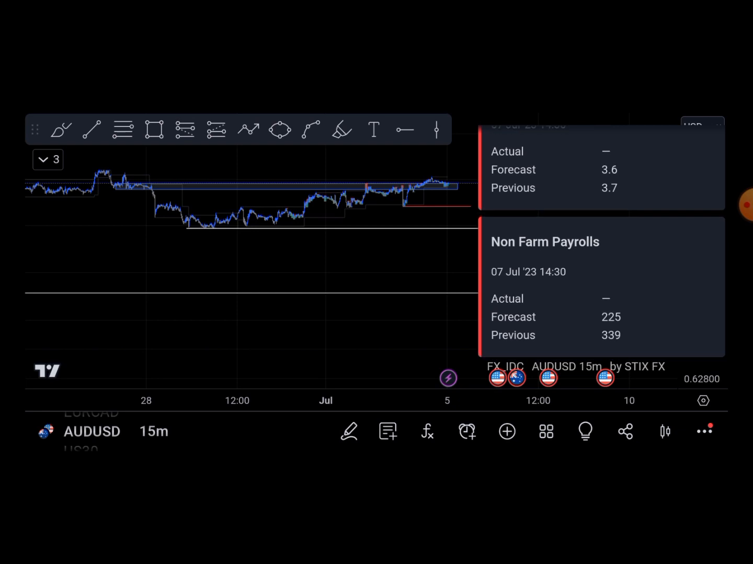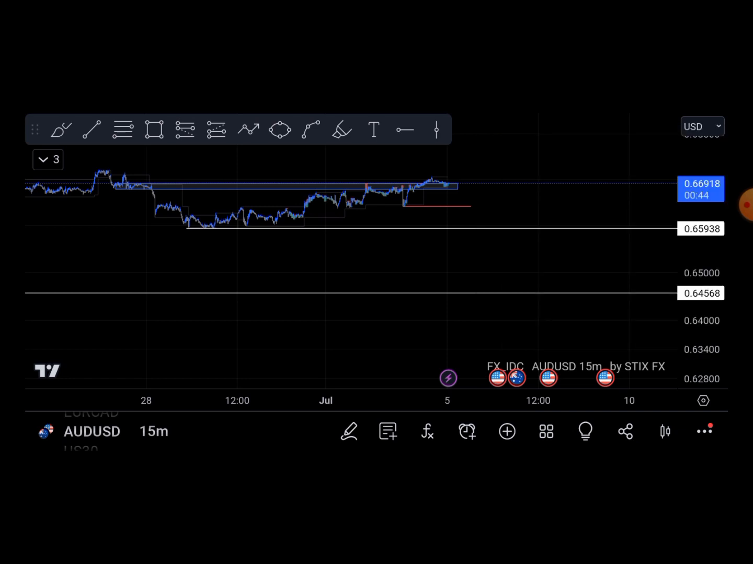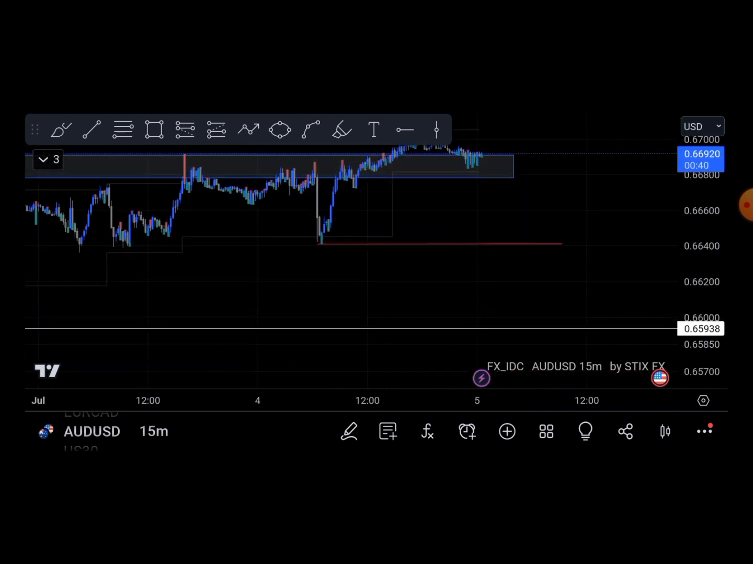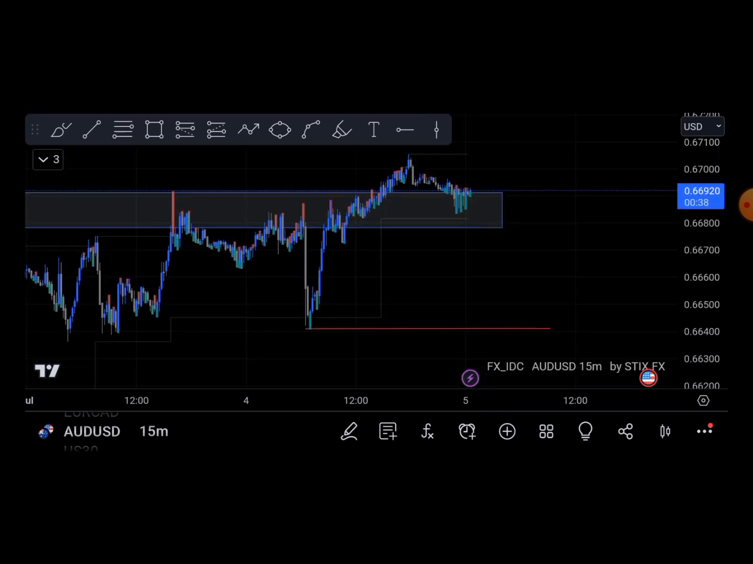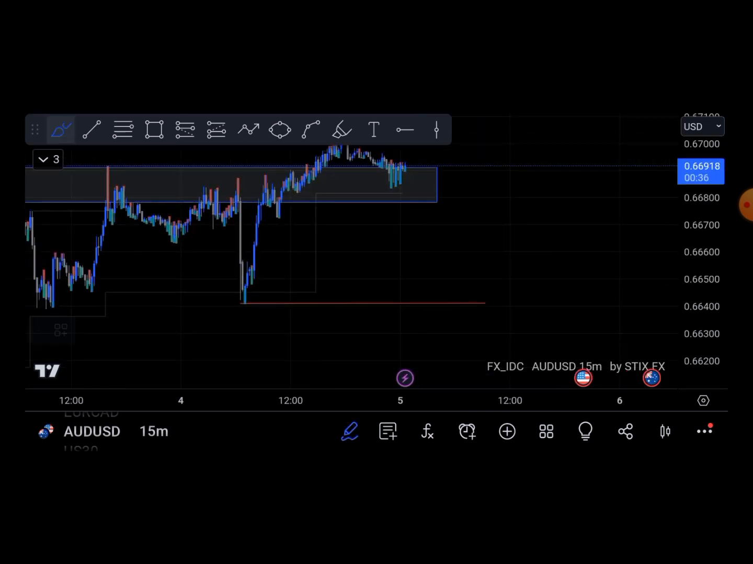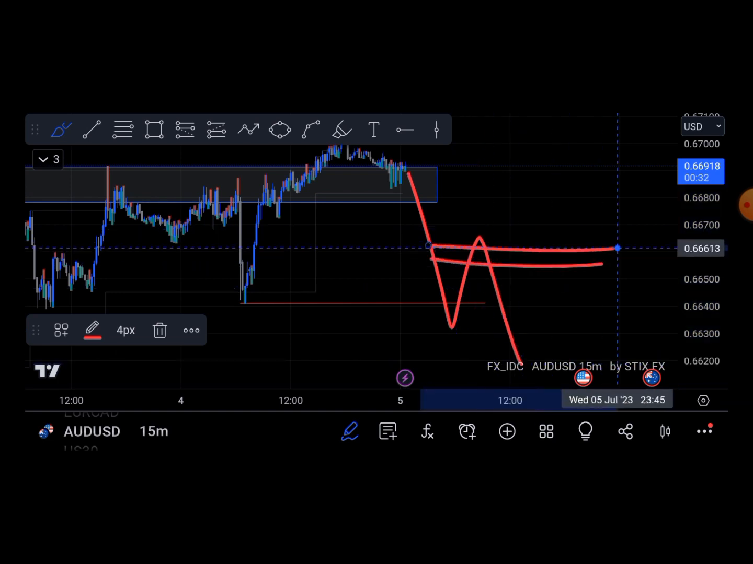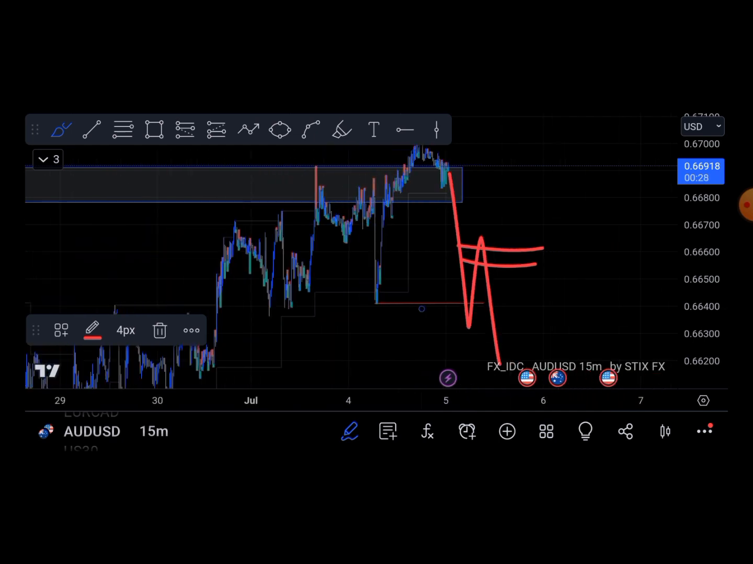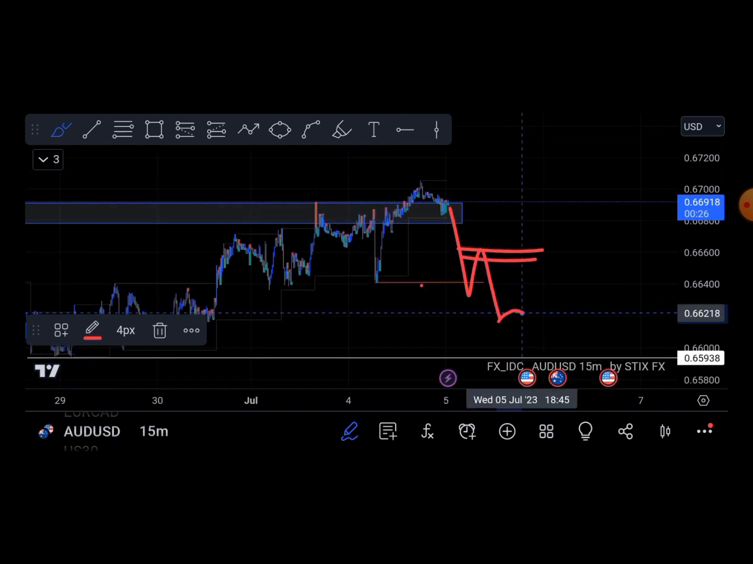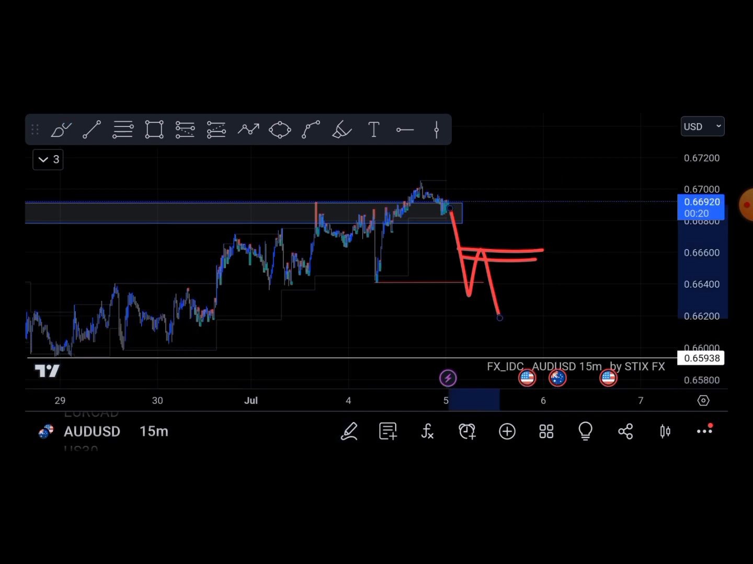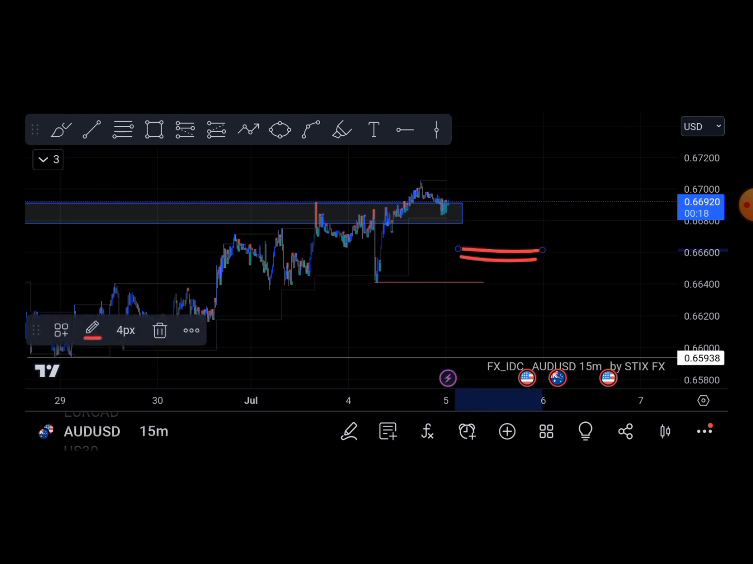As you can see, we'll have NFP on the 7th of July. And I believe that NFP will push price lower according to my bias. Understand? But at the moment, it's like a zone up there. So that's what I'll wait on right now.